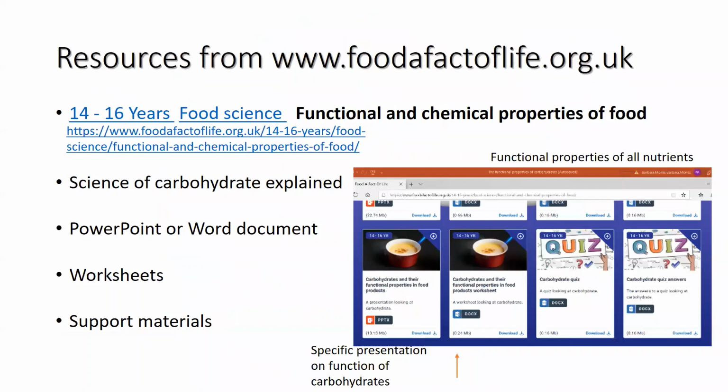So I said I'd suggest some further resources, but honestly it's hard not just to say use Food Effective Life. I think this is a screen grab from the website, which actually shows the carbohydrate resources that you've already got on the website and their functional properties. And it's all there, ready for the classroom. How good is that?